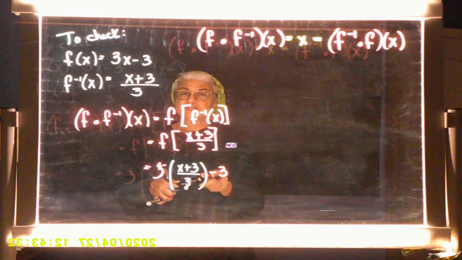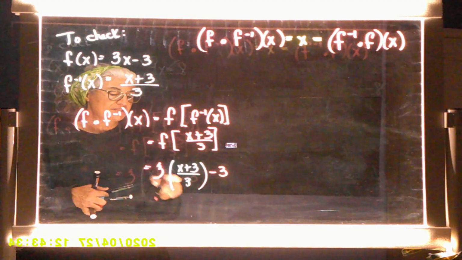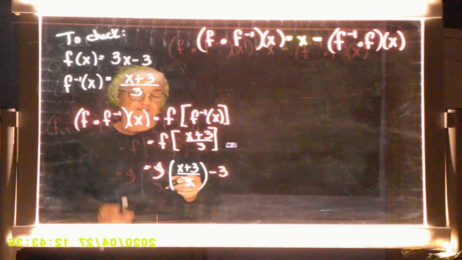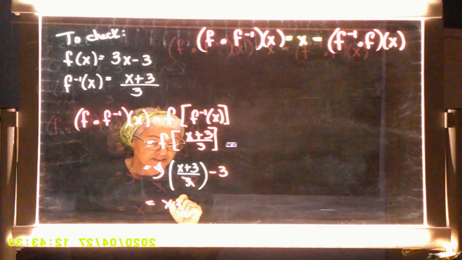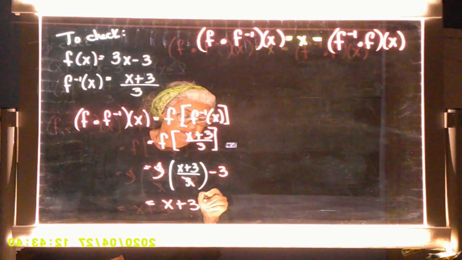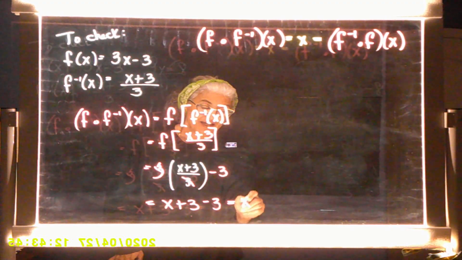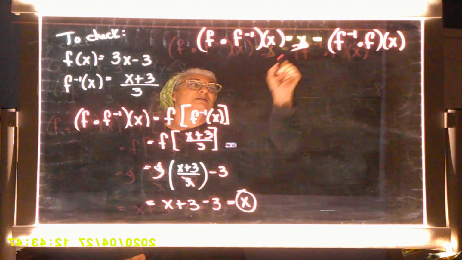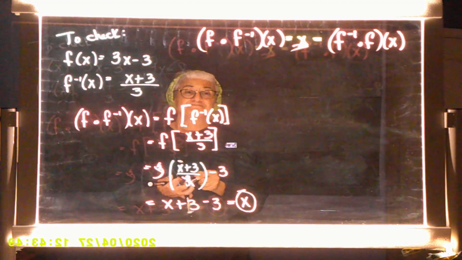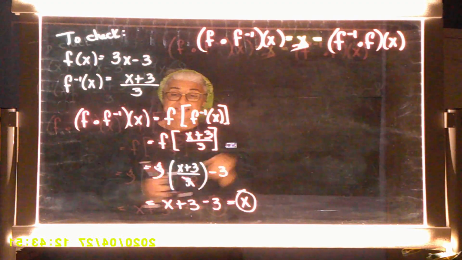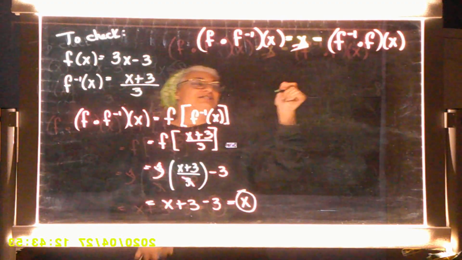Okay, so do you see what's going to happen here? Do you notice these 2 3's are going to cancel? And we're left with x plus 3 in the parenthesis, but then minus 3 on the outside, which gives me just x, which is exactly what I'm supposed to get. Okay, this part worked. Yay! But I got to check the other one.